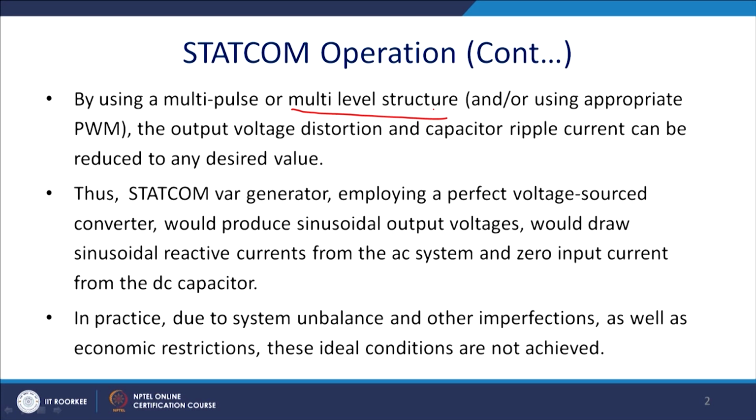Thus, a Statcom var generator employing a perfect voltage source converter would produce a sinusoidal output voltage and draw sinusoidal reactive current from the AC system, and theoretically zero input current from the DC capacitor, but it will take ripple current and losses. So, there will be an exchange of power between the converters.